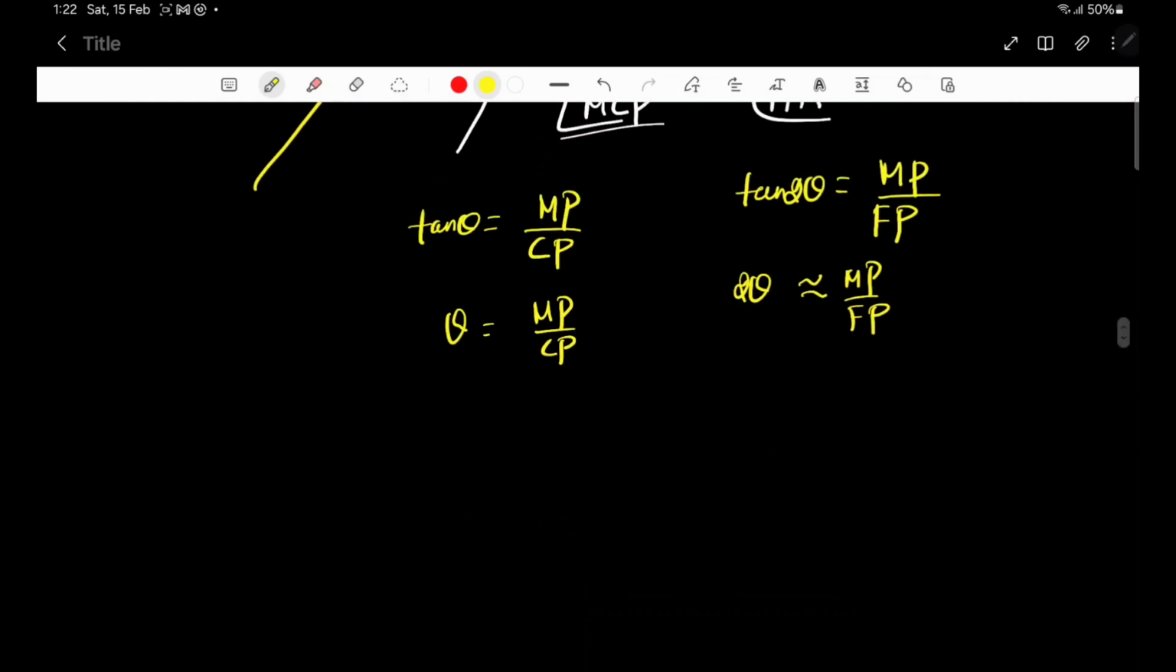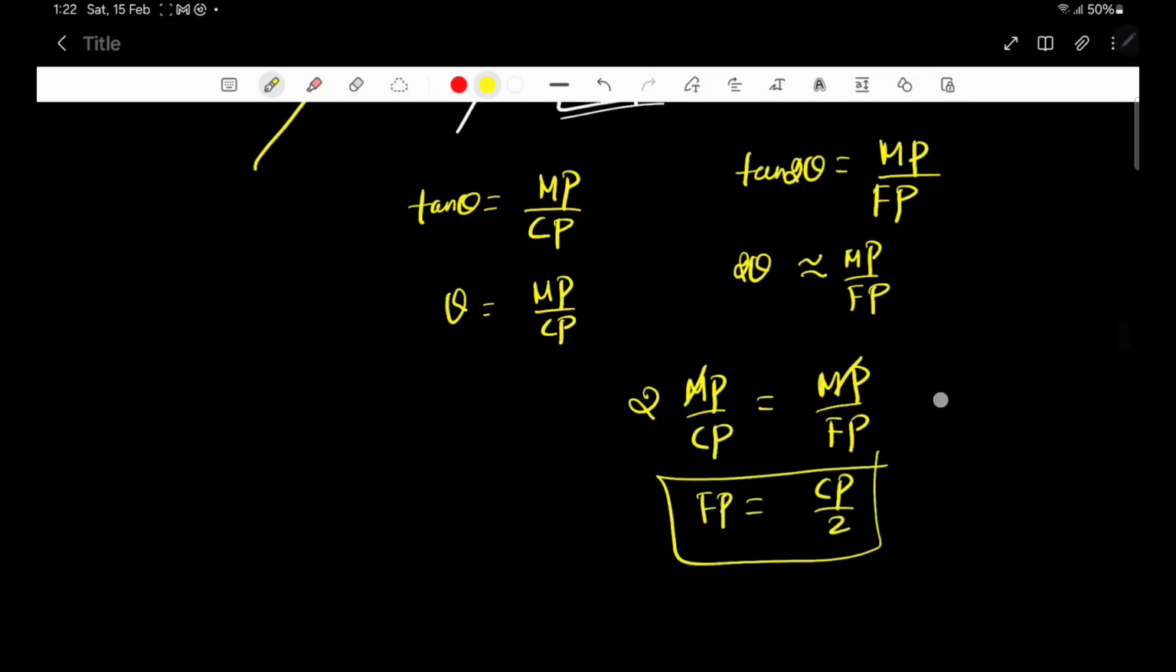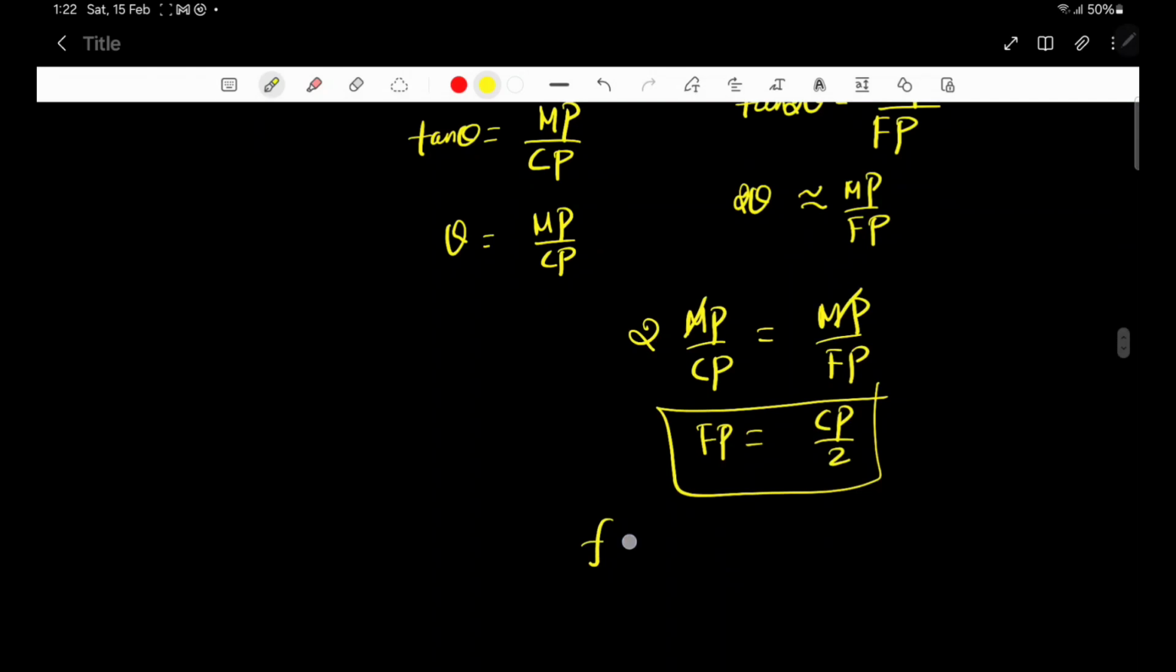On comparing these two, you can very clearly see that in the place of theta I can substitute MP by CP, into 2 equals MP by FP. The MP will get cancelled off. I got 1 by FP equals 2 by CP. So, FP equals CP by 2. So, I got a relationship then. FP is nothing but focal length, CP is nothing but radius of curvature.